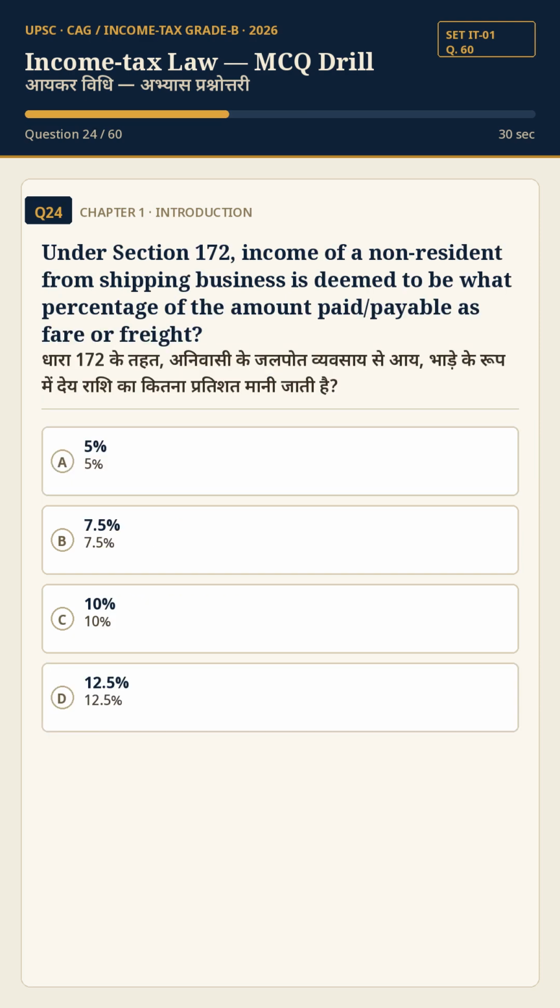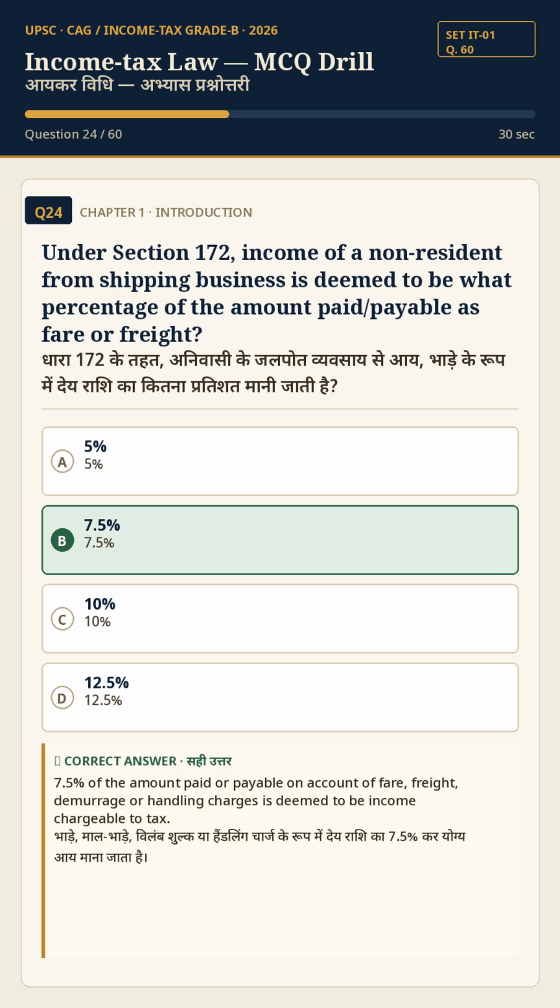Question 24. Under Section 172, income of a non-resident from shipping business is deemed to be what percentage of the amount paid or payable as fare or freight? Option A, 7.5%. The correct answer explanation. 7.5% of the amount paid or payable on account of fare, freight, demurrage or handling charges is deemed to be income chargeable to tax.